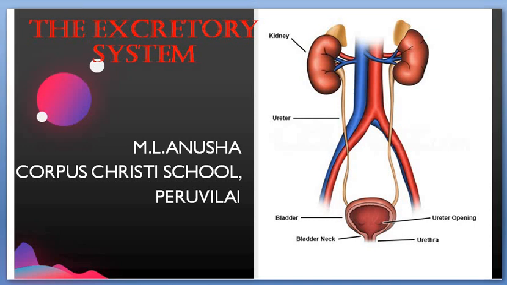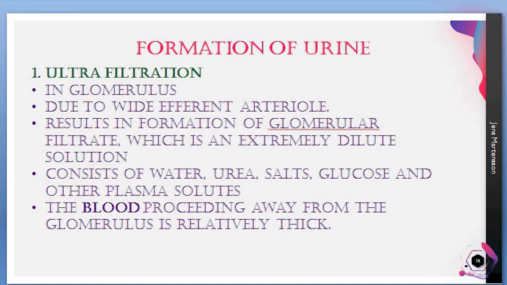Today in our class we are going to learn about the function of the kidney, that is formation of urine. Already in the last class we discussed the formation of urine. The first step of formation of urine is ultrafiltration. Let me give you a recollection again. There are two major steps in formation of urine. The first one is ultrafiltration and the second step is reabsorption. The first step, ultrafiltration, occurs in the glomerulus.